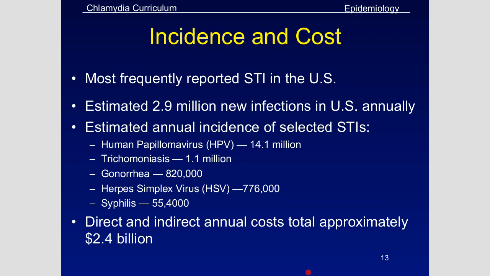Again, the annual incidence of other STIs, from the 2.9 million, is human papillomavirus, trachomatis, gonorrhea, herpes simplex, and syphilis. So you can see all these at all times in our population group, whether it be a person sitting next to you, a person in the hospital, or a patient. That is a reality that we have to deal with.